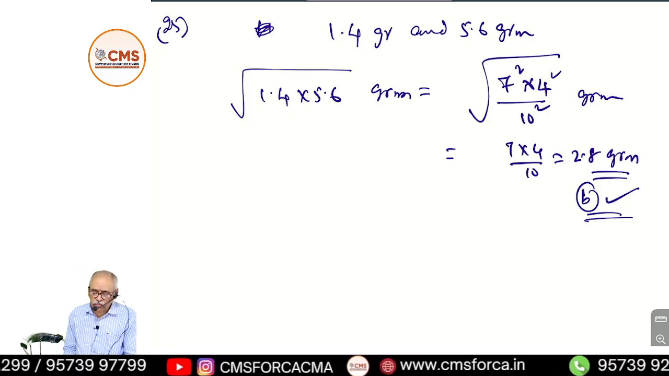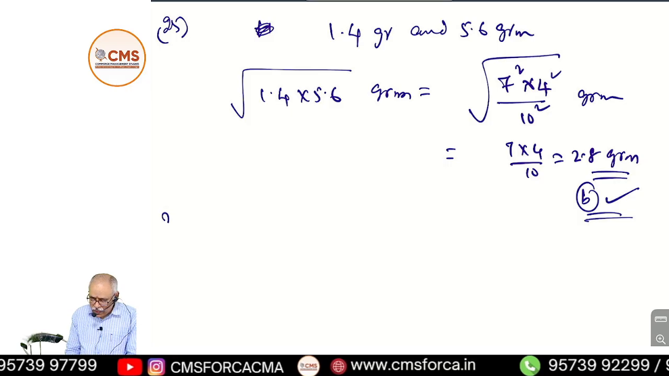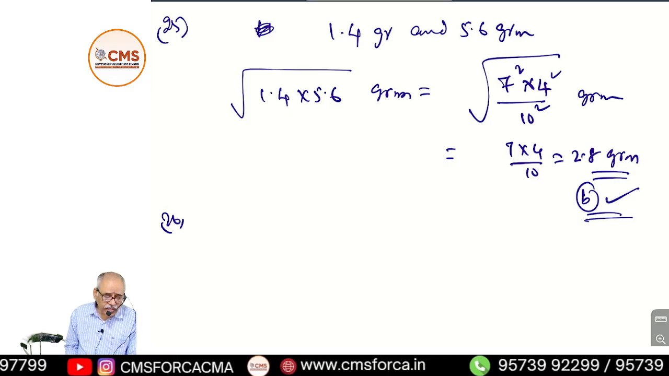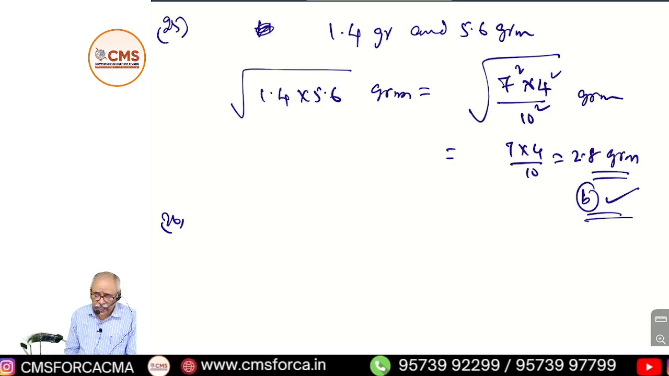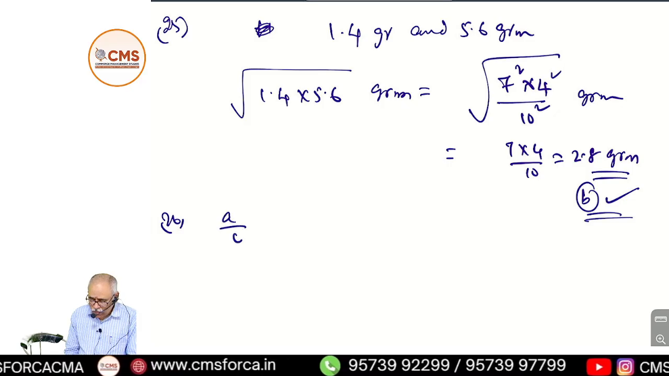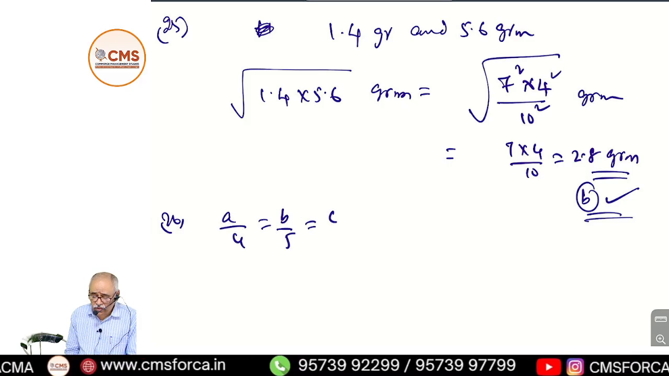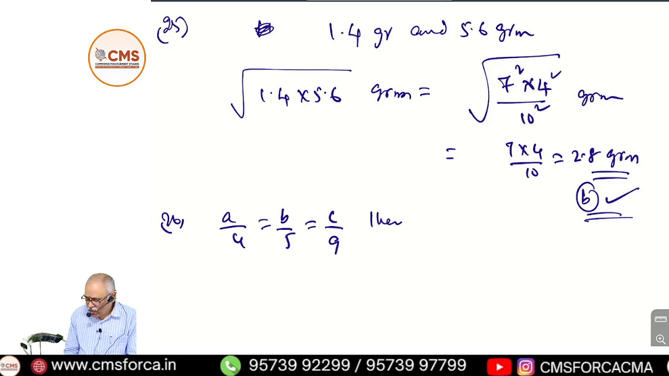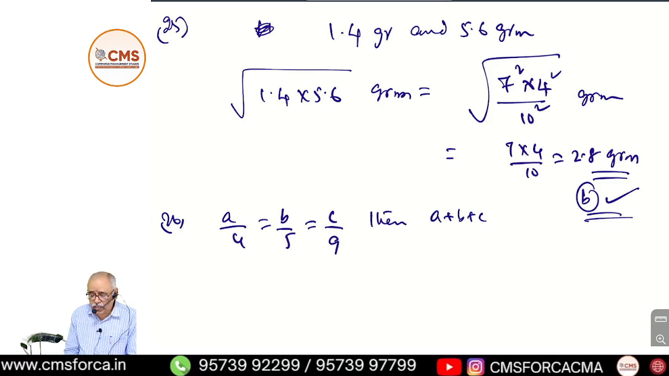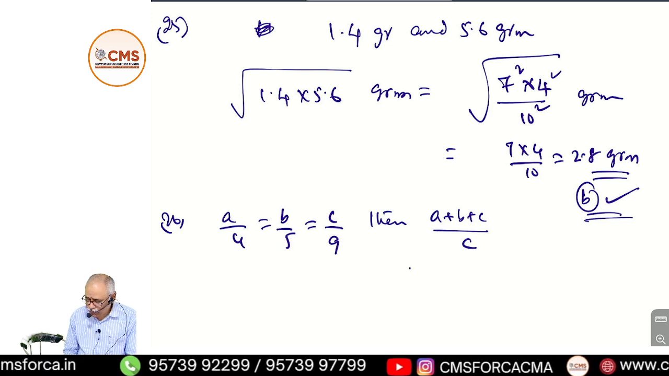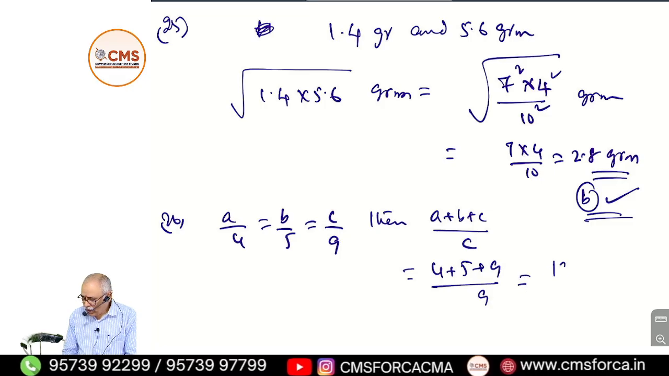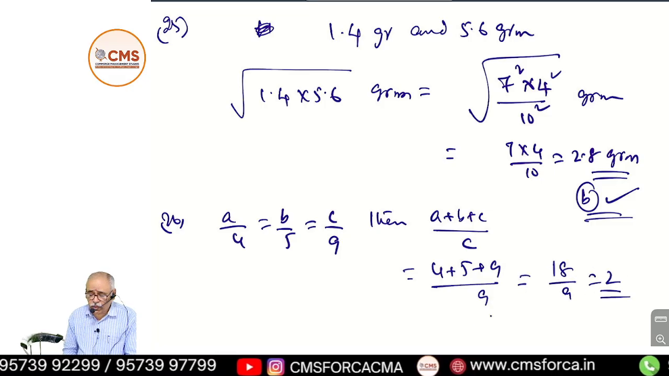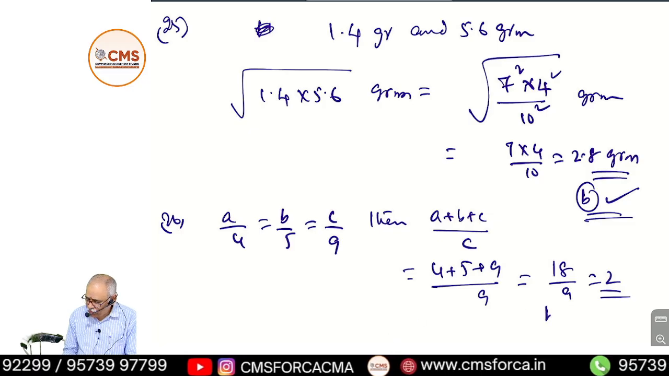The 26th question is repeated. The 26th question and the 9th question are both similar problems. Directly give the answer. a by 4 equal to b by 5 equal to c by 9. Then a plus b plus c by c equals 4 plus 5 plus 9 by 9, which is 18 by 9, equal to 2. Option B is correct.